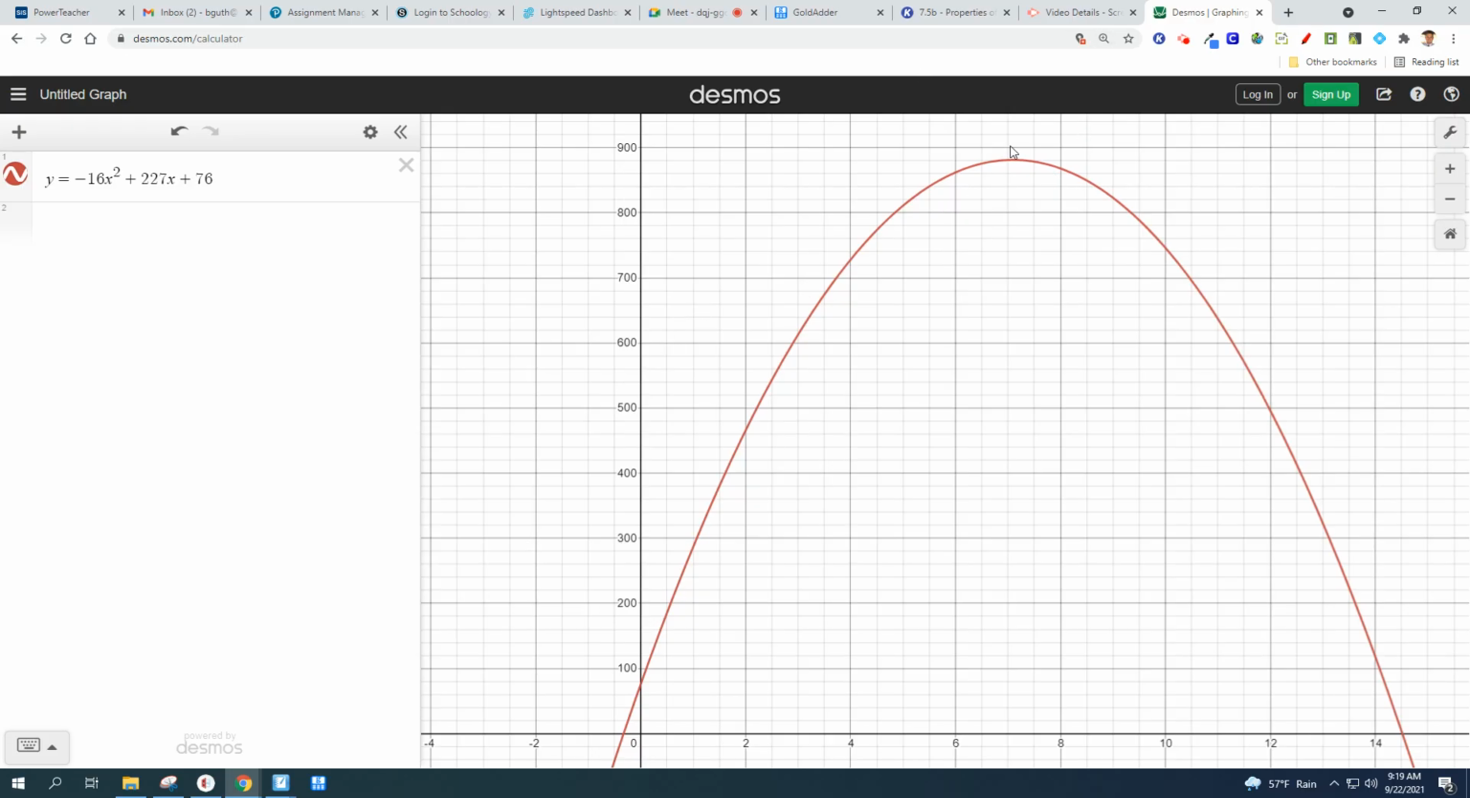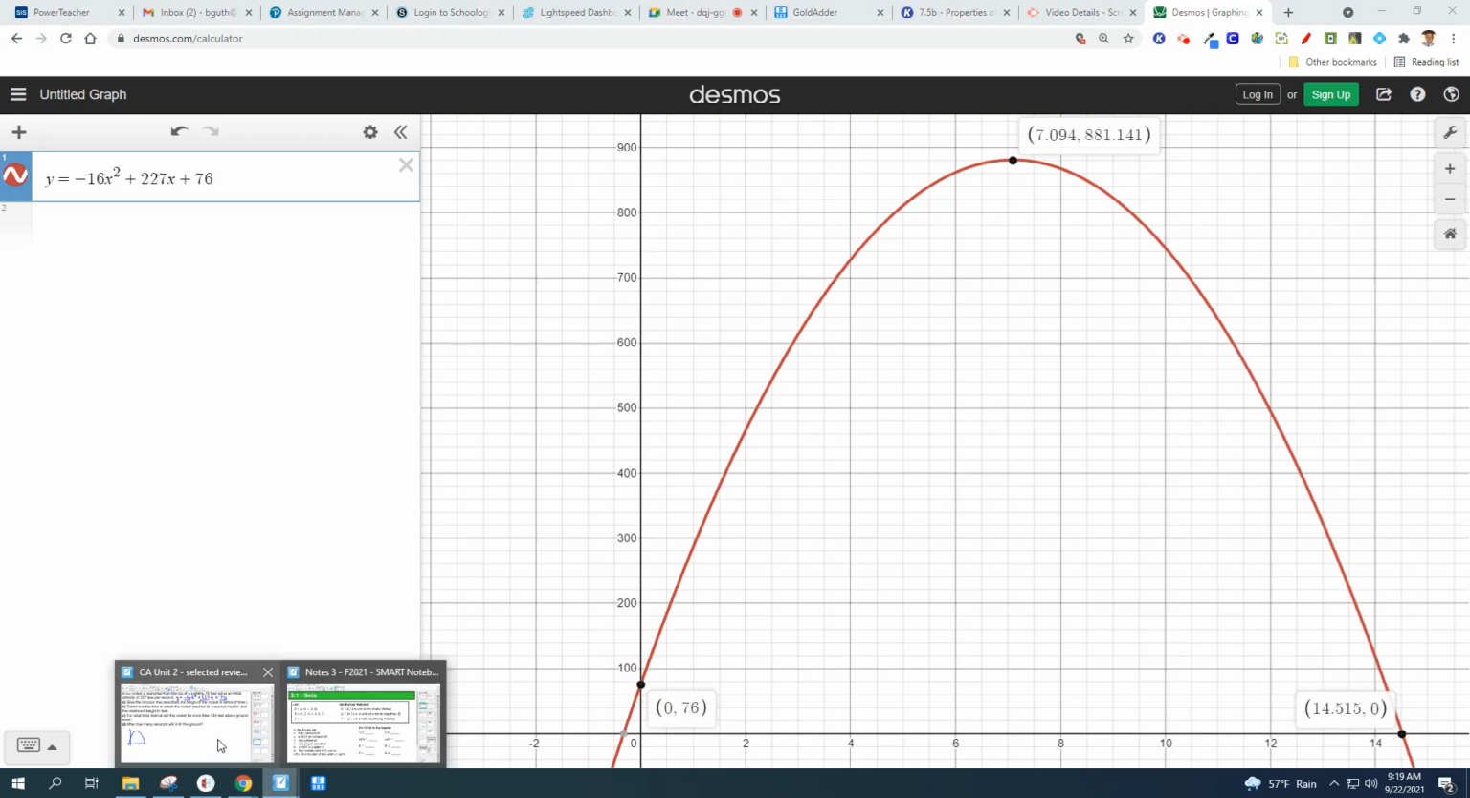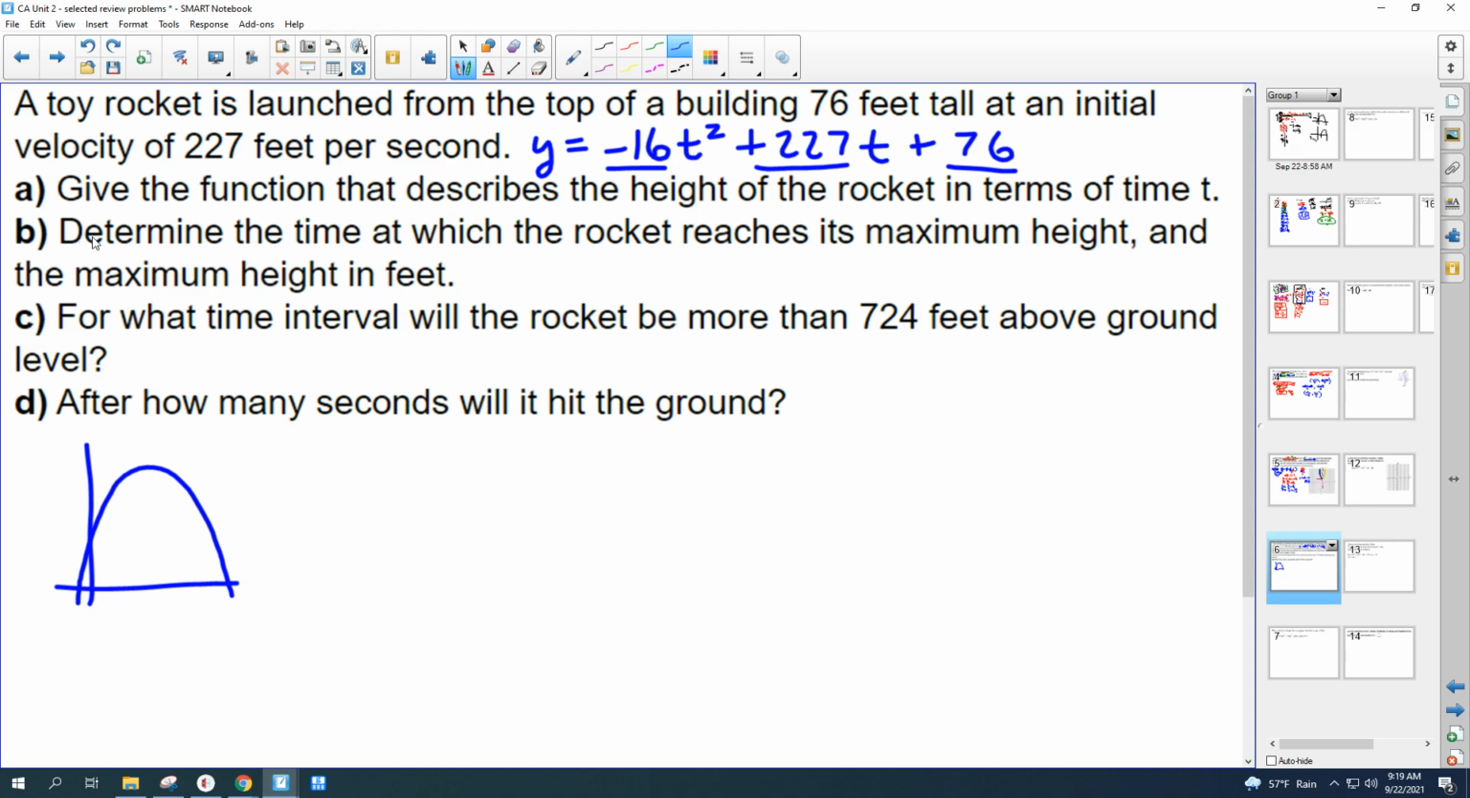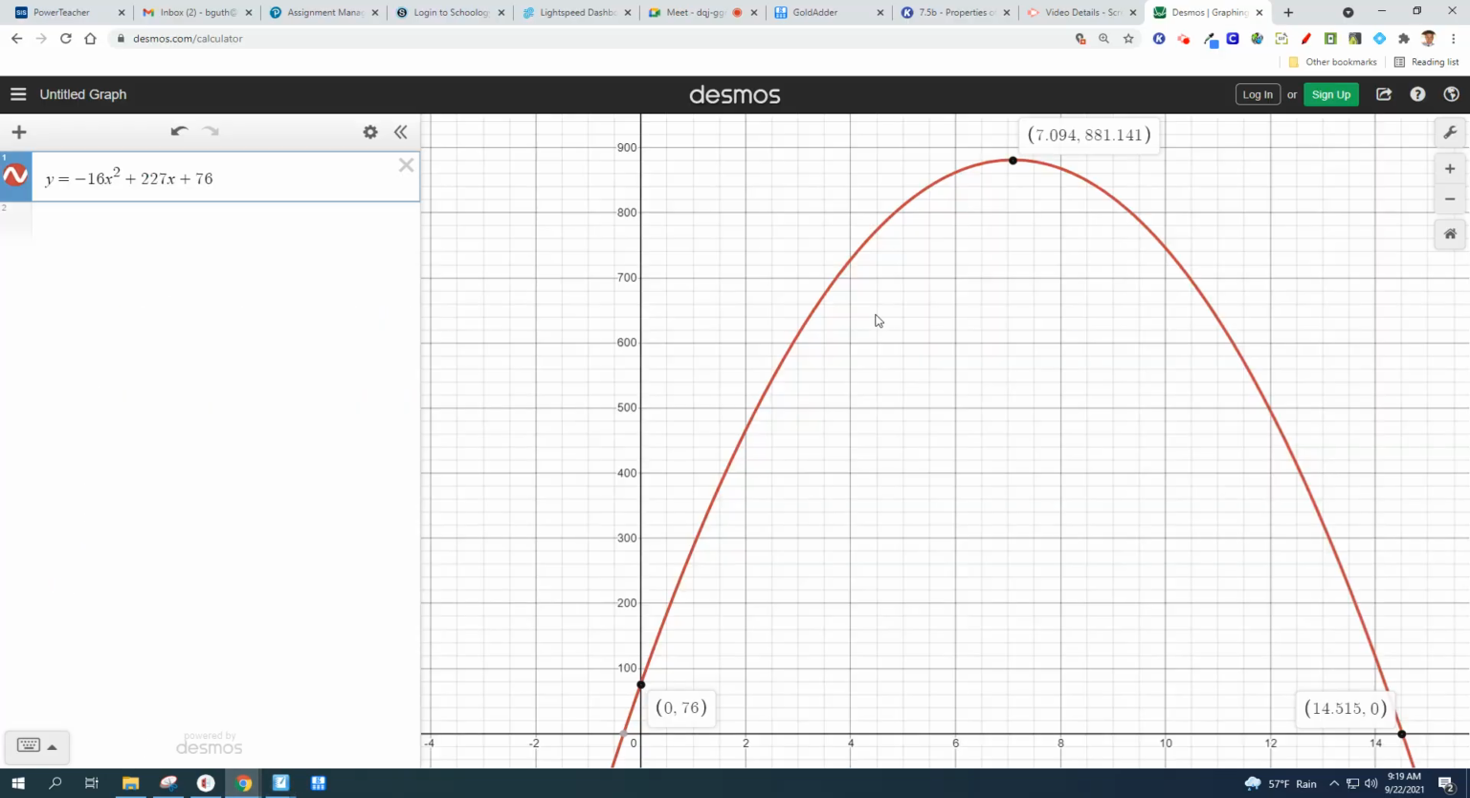All right, so if you change your axis, then it's going to show you what you need to show. When they're talking about the maximum height, they're talking about the vertex, right? And we can find the vertex on this graph just by clicking on it. I like Desmos a lot. A lot of times we want this point. So let's look at what they're asking here. Determine the time at which the rocket reaches its maximum height and the maximum height in feet. Well, they're talking about this point, right?